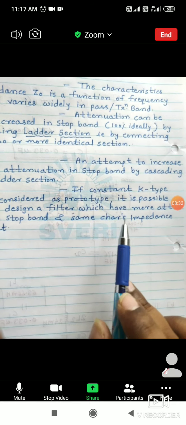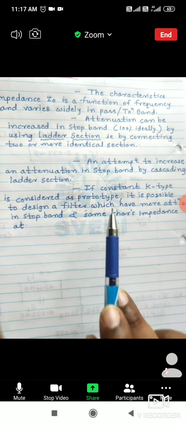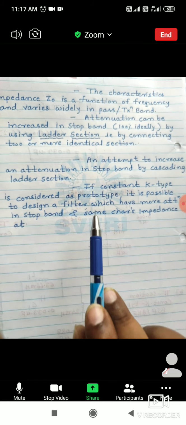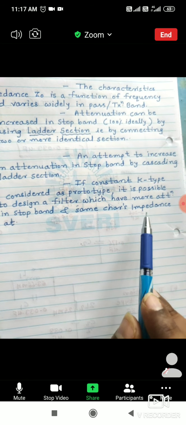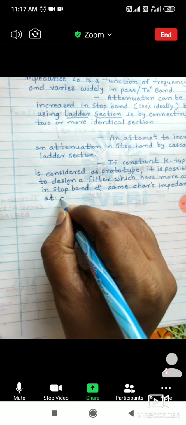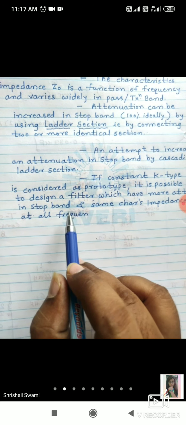Okay, so we are going to consider k type filter as a prototype or base म्हणा त्याला. We are going to modify such that the filter will have more attenuation in stop band and same characteristics impedance Z0 at all frequencies. So this will be the result. What will be the result? More attenuation in stop band and same characteristics impedance Z0 at all frequencies.